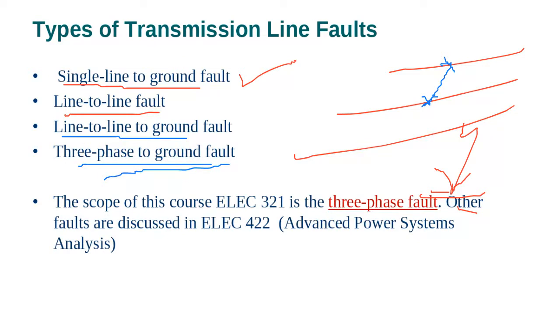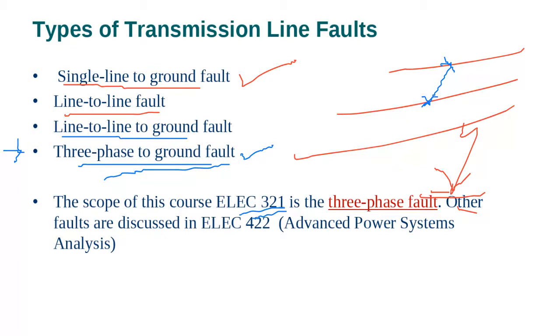In this course here, section 3 and section 4, chapter 7, we discuss this one. So the scope of the topics of this course here, 321. This is our course for this semester. It's three phase. We only have this part. We will only study this three phase to ground fault. And that's what we're discussing now.